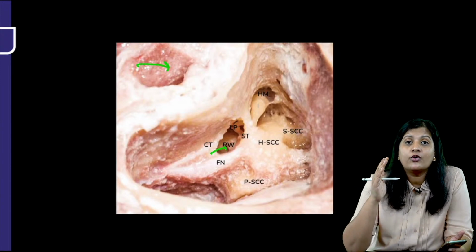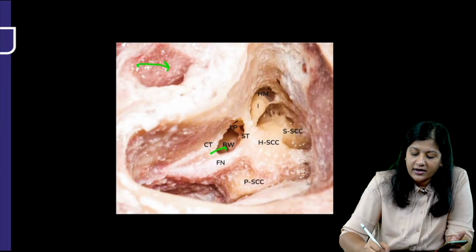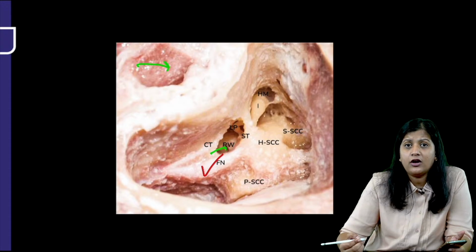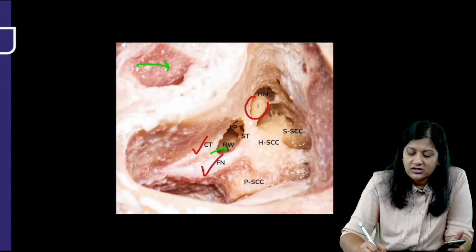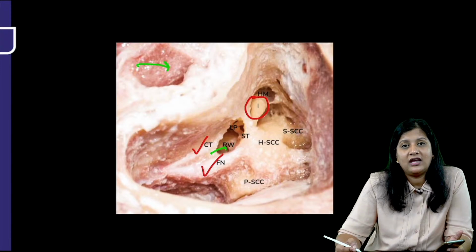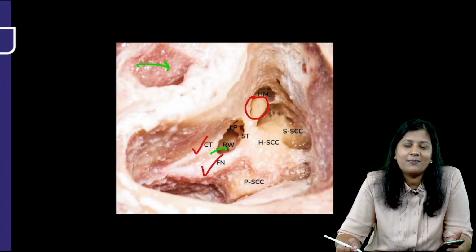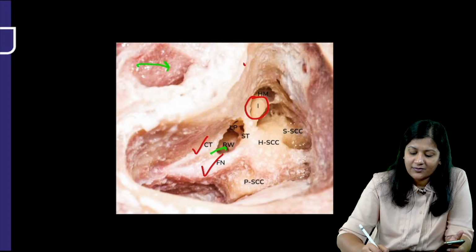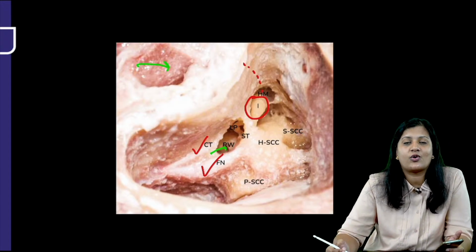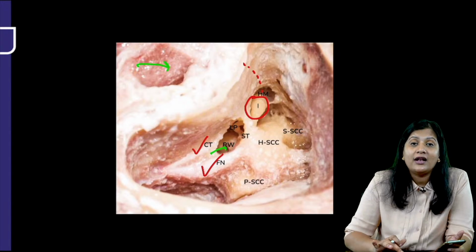So when you are doing a surgery here, can you traumatize the vertical part of the facial nerve? Of course, yes, because you're very close to it. Chorda tympani nerve, yes. And can you dislodge the incus while you're doing the surgery? Yes. But can the horizontal part of the facial nerve be involved? No, because that's in the middle ear. That's somewhere here. It's not in the mastoid. So the horizontal part will not be involved.